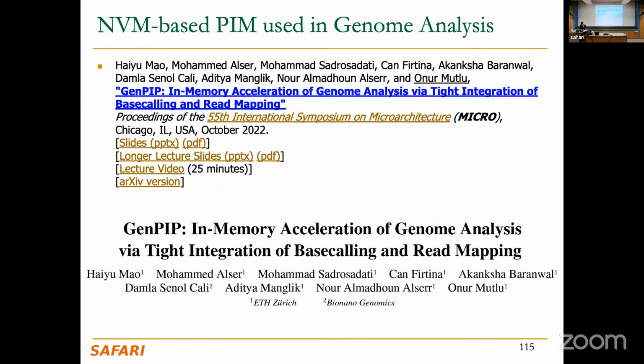So here is a paper in which we use such NVM-based processing using memory technologies, and it is used for a bioinformatics application.